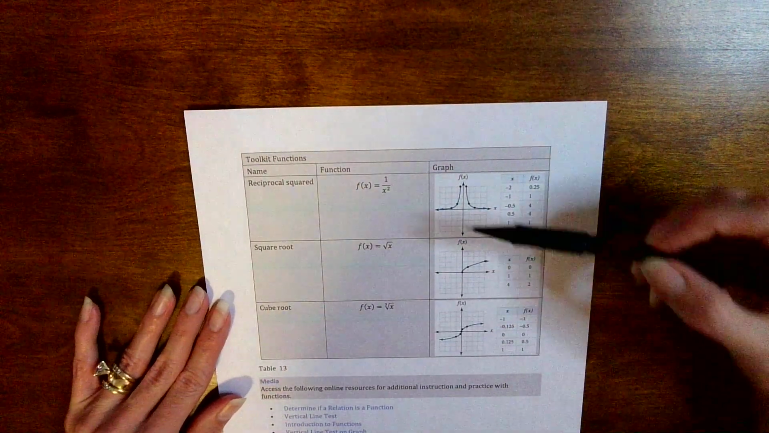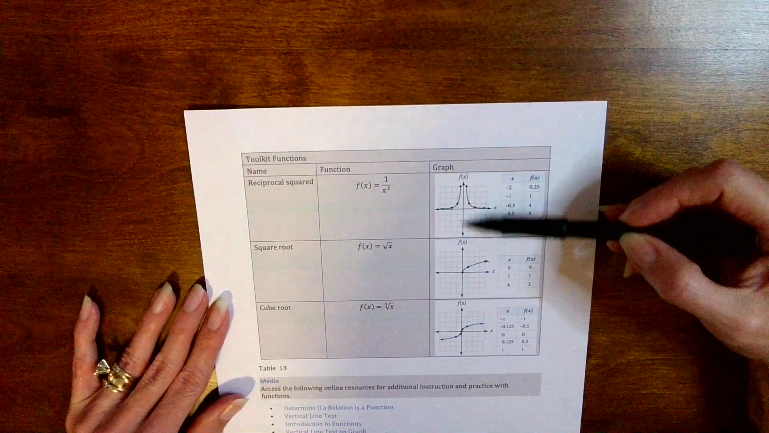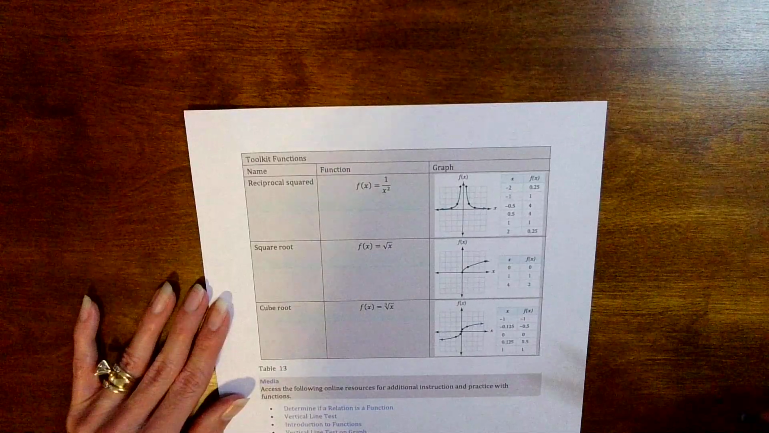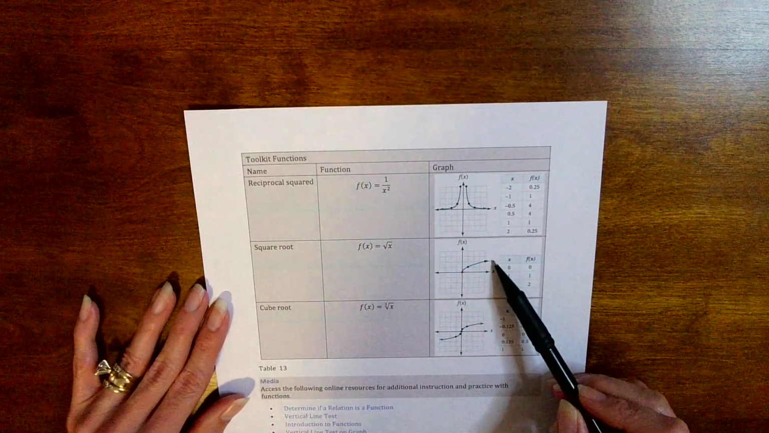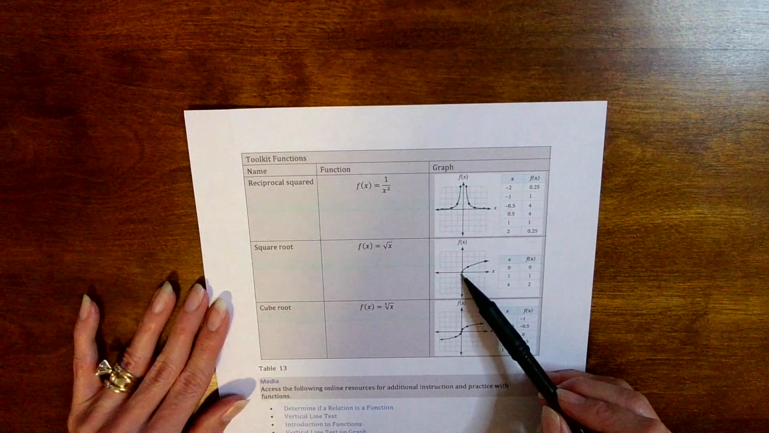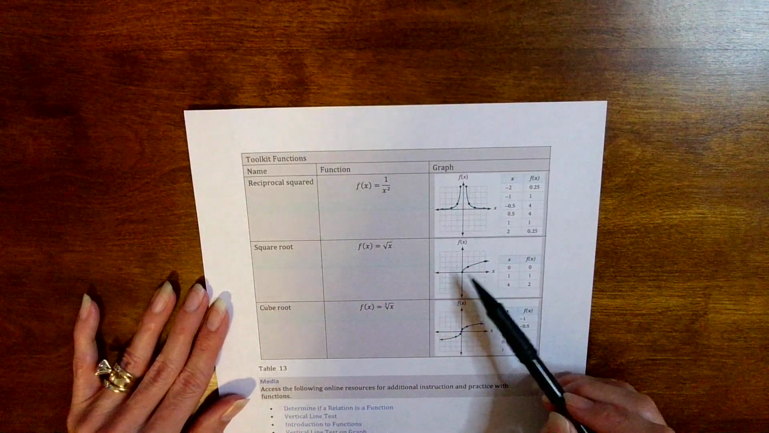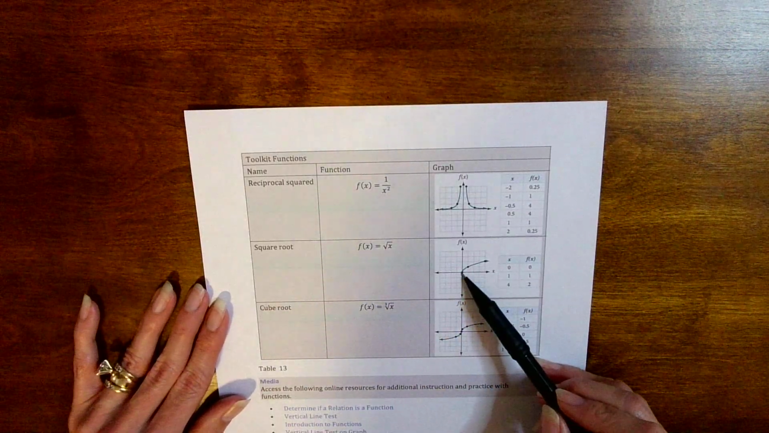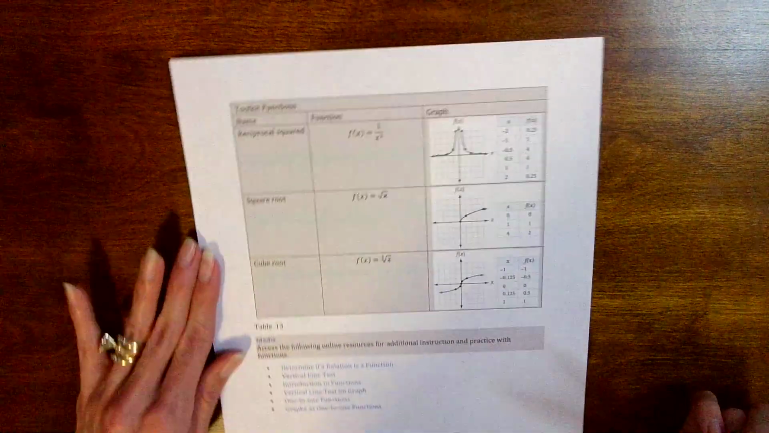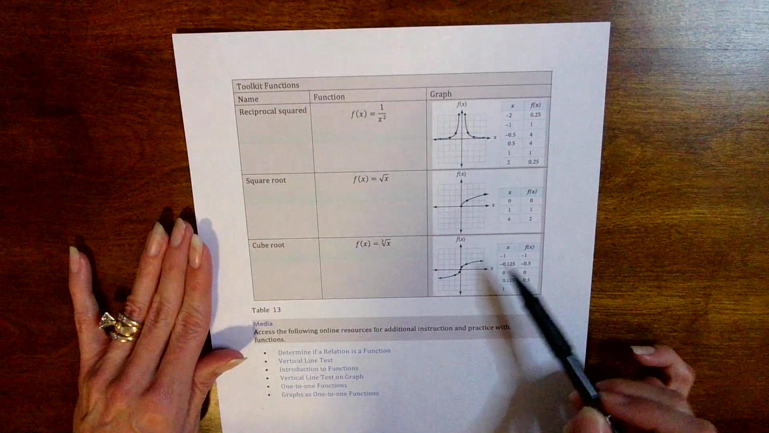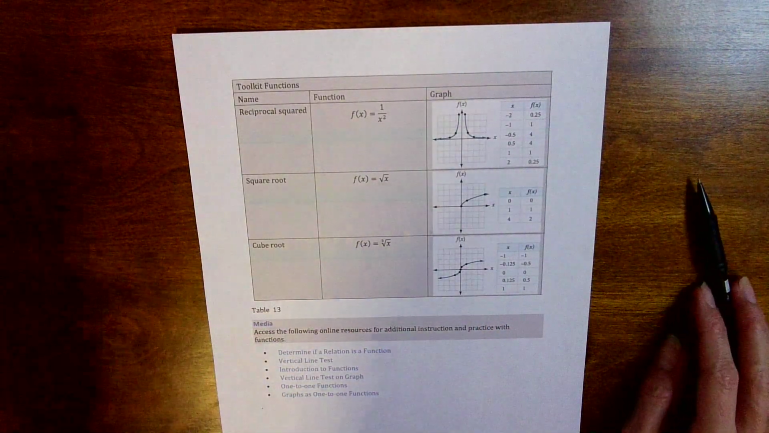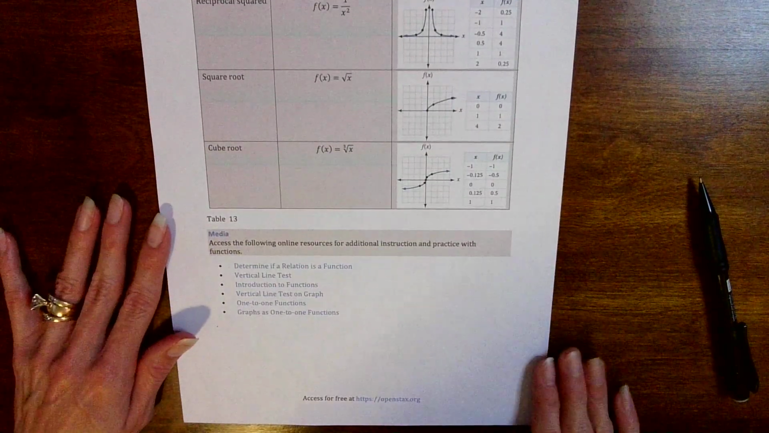Reciprocal squared, you're going to have still the thing where you can't divide by 0, but it's going to be in different quadrants. Square root of x, and you can't take the square root of a negative number on a real graph, so it's going to be from 0 on. And then the cube root, you can take the cube root of a negative number, so it kind of looks like a cubic laying on its side. So these are good to keep around.